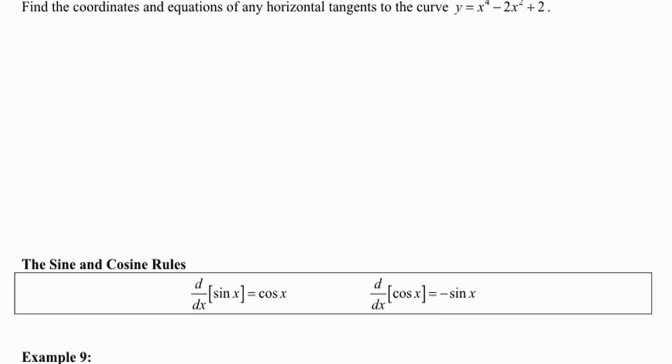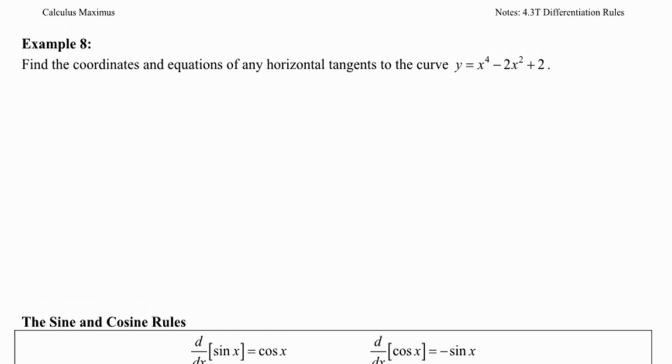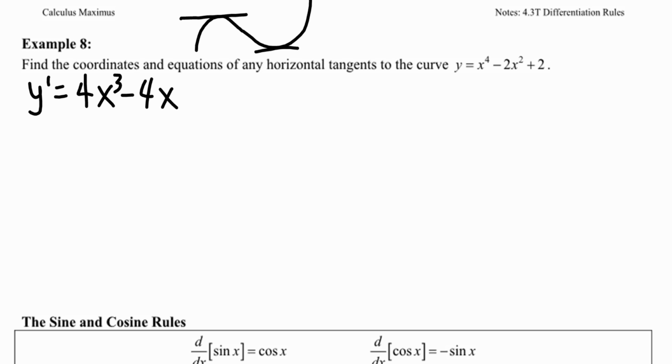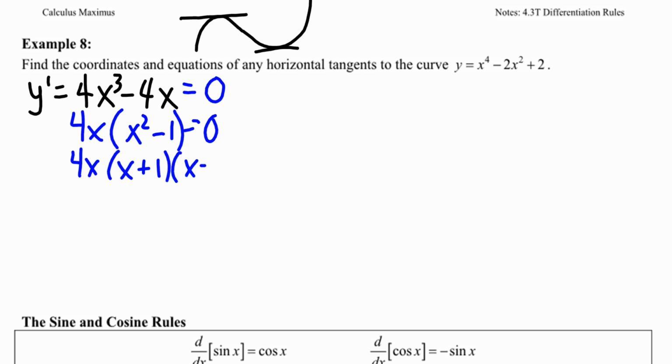Alright, find the coordinates and equations of any horizontal tangents to the curve. Remember, horizontal tangents occur when your derivative or slope is 0. So we need to start off by finding the derivative. There we go. We have the derivative. We need to now find out where it equals 0. So I'm going to factor out a 4x. That leaves me with x squared minus 1. So that'll be 4x, x plus 1, x minus 1. That'll be at x equals 0, negative 1, and 1.